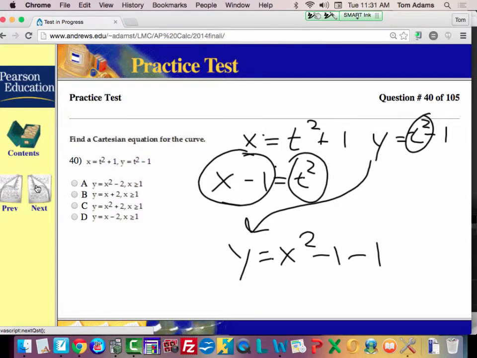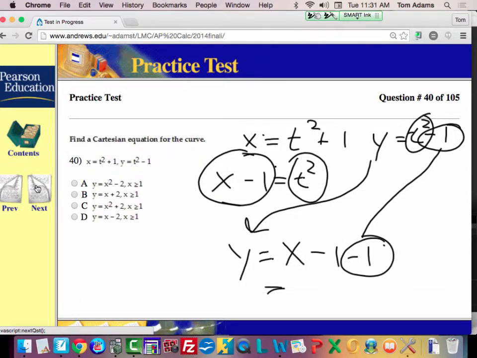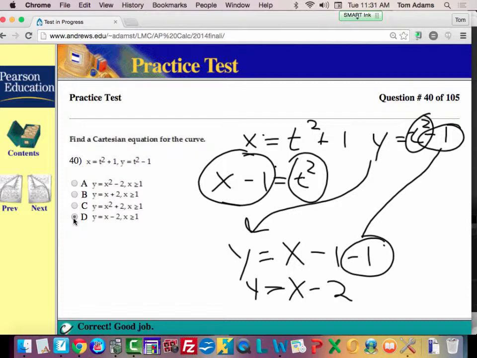And so this is x minus 1, and then from here, we're going to tack on another minus 1. So I think I get x minus 2, right? Boom. Any questions on that one?